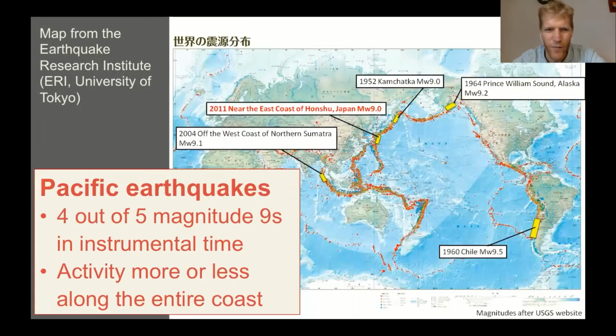If we think a bit more about size, again looking around the Pacific, if we talk about big earthquakes, then in instrumental time, so the last 100 years or so, while we've had seismometers around the world, we've had 5 magnitude 9s. 4 of them are around the Pacific, in Chile, Alaska, Russia, and Japan, and then there's a 5th one in Sumatra, so just into the Indian Ocean. So activity pretty much all along the Pacific coast again, and in places forming very large events.